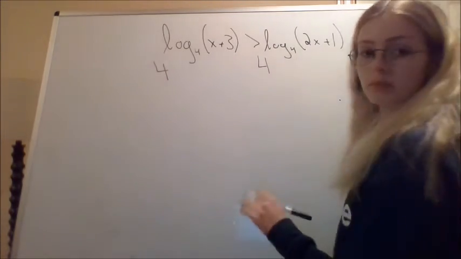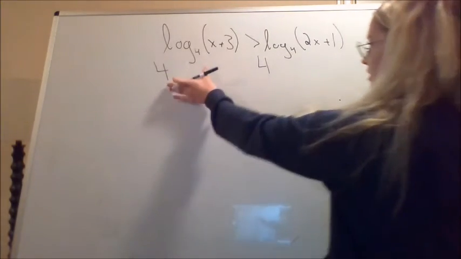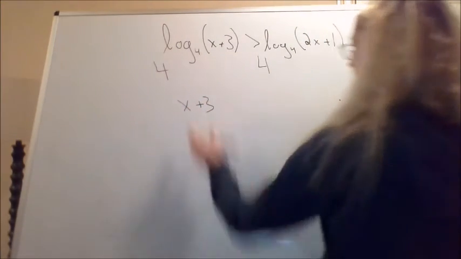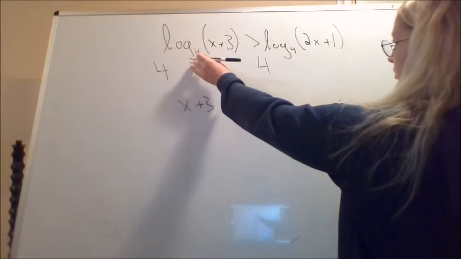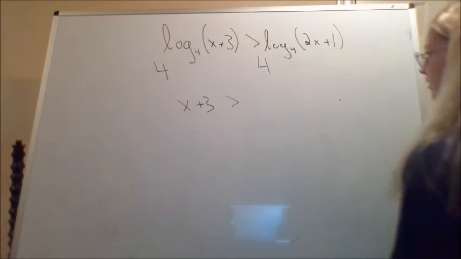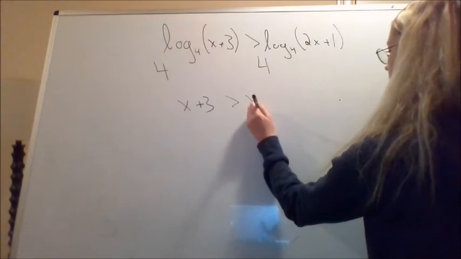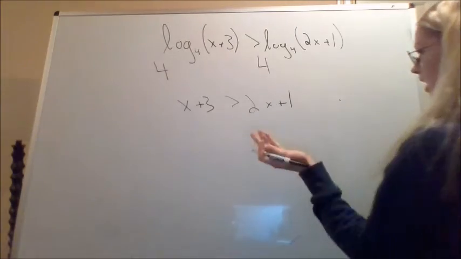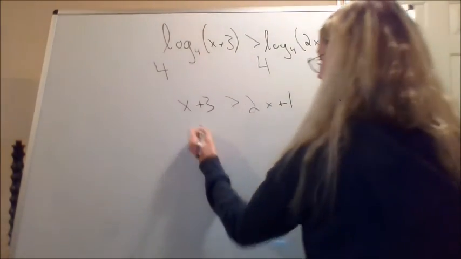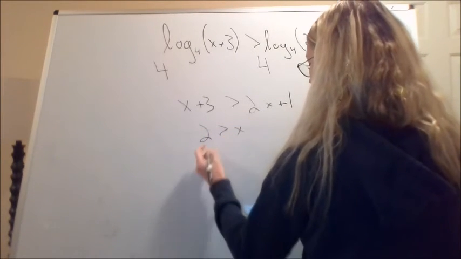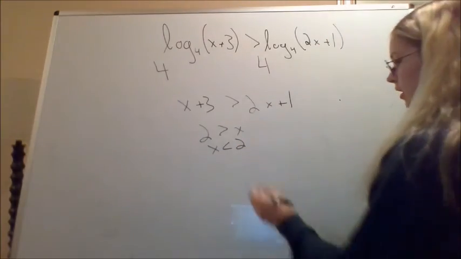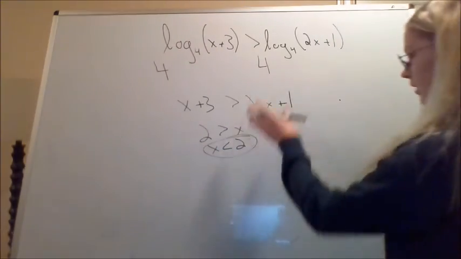So now we know from our properties of logarithms that this statement over here simplifies to x plus 3, because you're taking 4 to the power that will make 4 turn into x plus 3. And then over here we still have our greater than sign there. And over here we have 2x plus 1. And so now we can simplify this just like any other inequality, and we get 2 is greater than x, or x is less than 2 would be an easier way to write it. So this is our constraint from this.